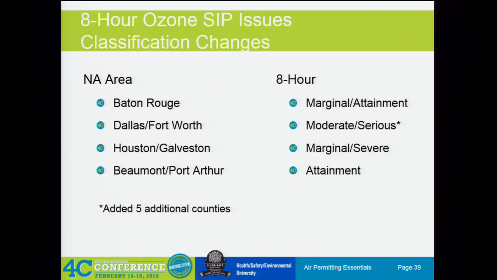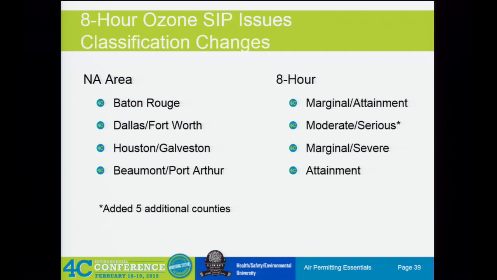Looking at some of the non-attainment areas that are closest to us here in Austin, in Baton Rouge, they are marginal under the 0.075 standard, and they are attainment under the 0.08 standard. So they've met the 0.08 standard from 1997, but are currently not meeting the 0.075 standard. Dallas, Fort Worth, they're moderate under the .075 standard, and are considered serious under the .08.